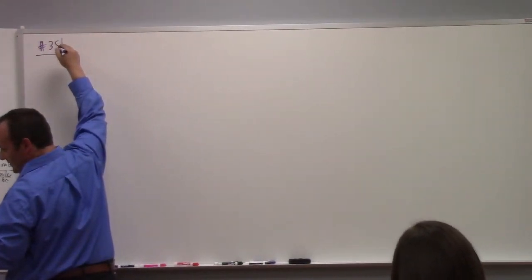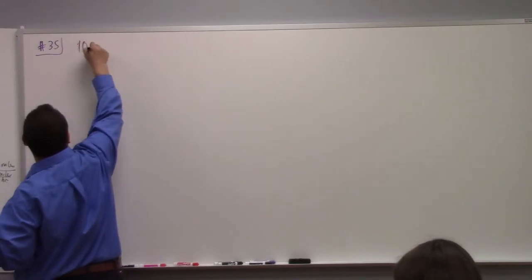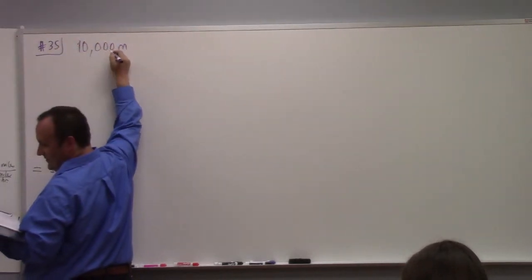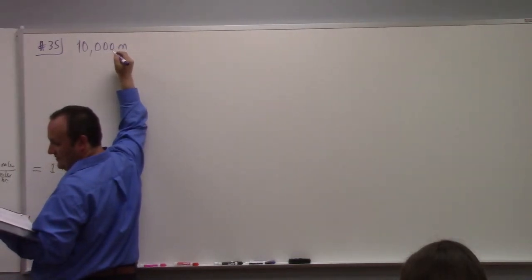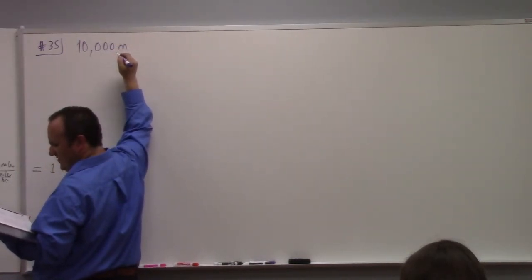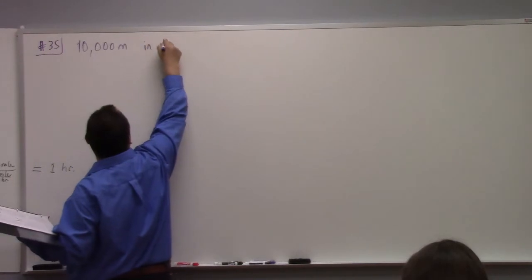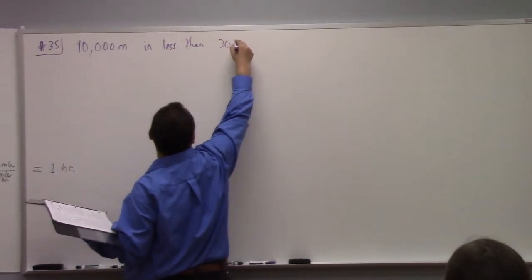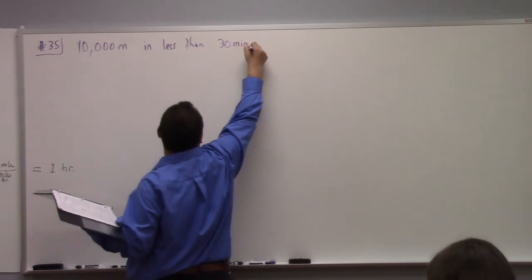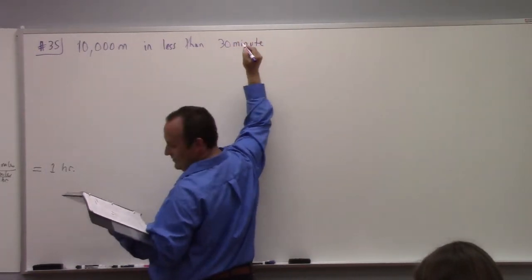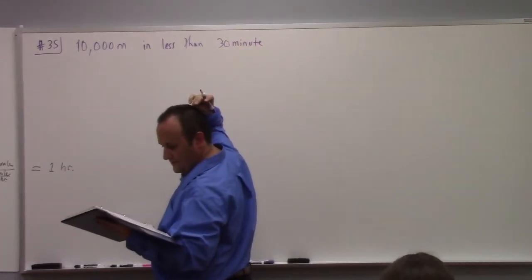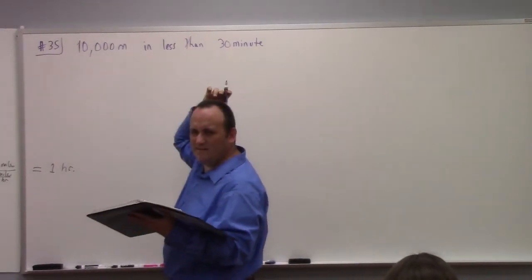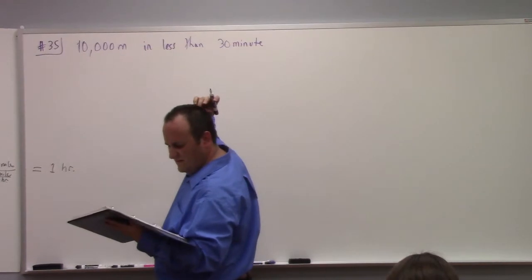A runner hopes to complete the 10,000. Whoa. Really? 10,000 meter run in less than 30 minutes? Really? I think this is a runner that maybe only exists in physics books. Oh, 10,000 meter. I guess that's just 10 kilometers. Oh, that's not too bad, is it? I don't know.